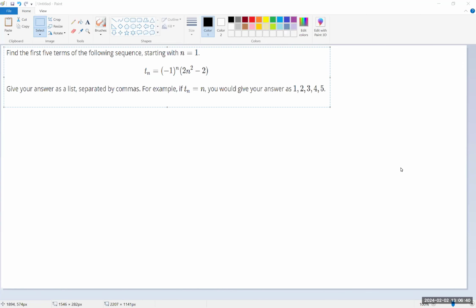This problem is asking us to generate the first five terms of the following sequence. And usually that's relatively easy, but because this looks like a complicated formula, we're going to go ahead and give it a try in this video. We want the first five terms, so we need to figure out what is t sub 1. If I use a formula, I just plug in 1 in place of n.